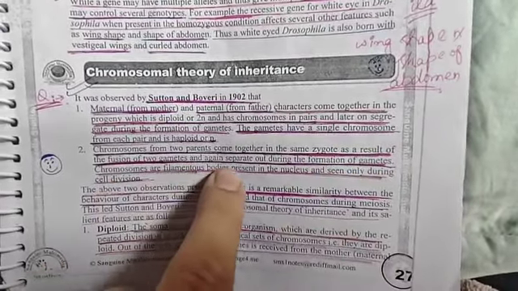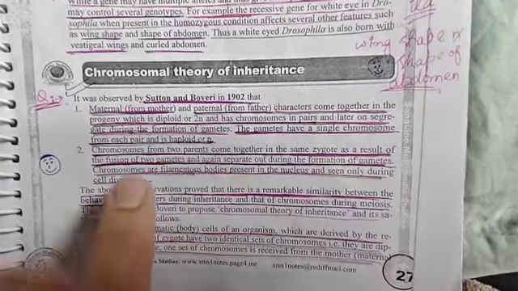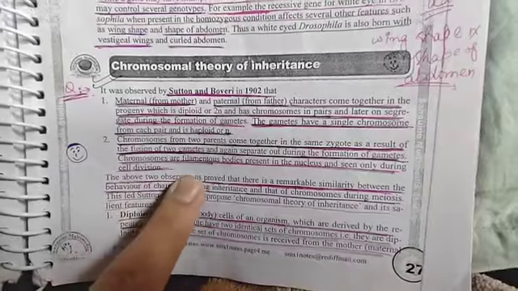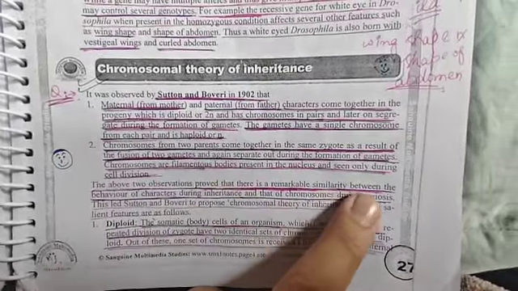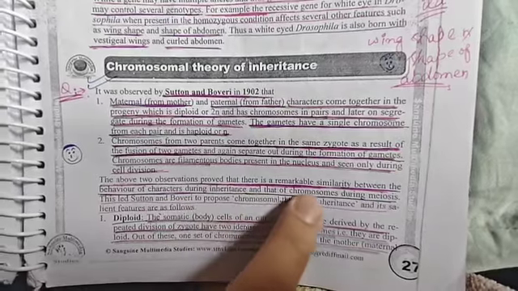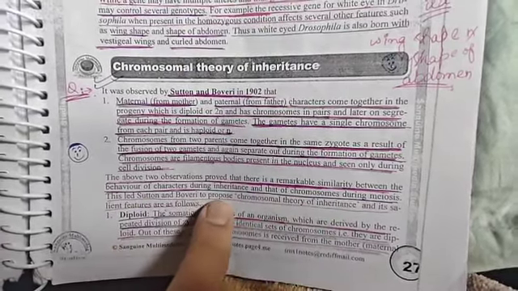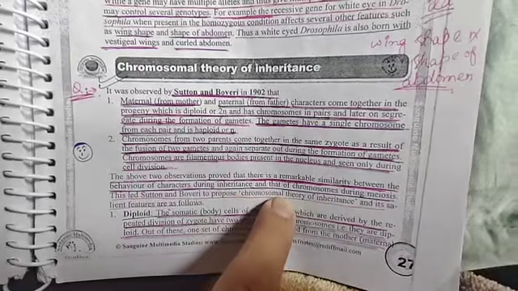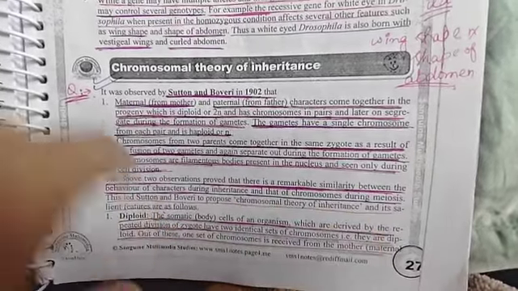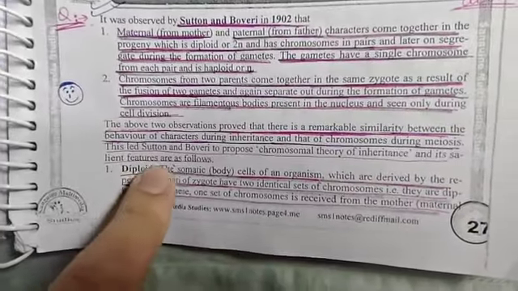Chromosomes are filamentous bodies present in the nucleus and seen only during cell division. The above two observations proved that there is a remarkable similarity between the behavior of characters during inheritance and that of chromosomes during meiosis. This led Sutton and Boveri to propose the chromosomal theory of inheritance, and its salient features are as follows. The first one, diploid.